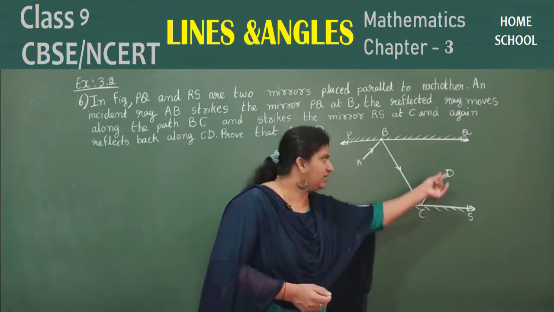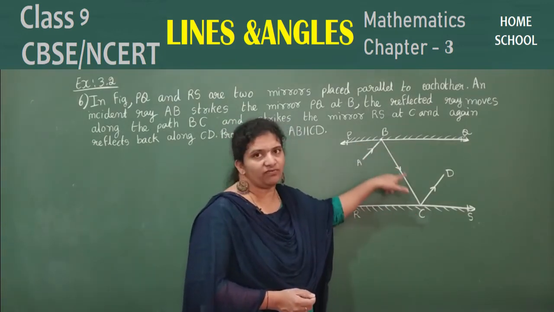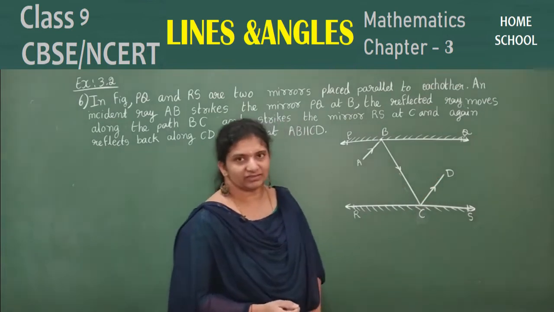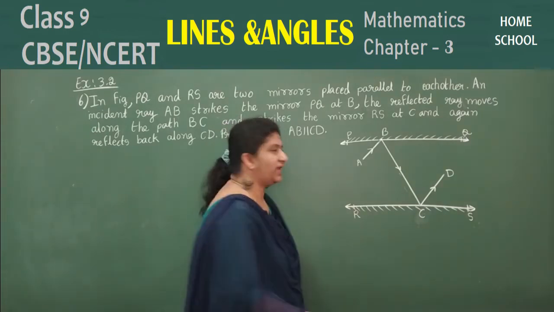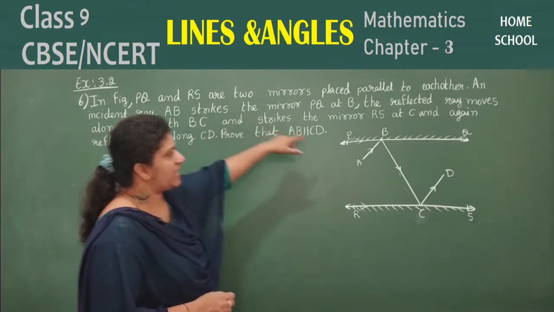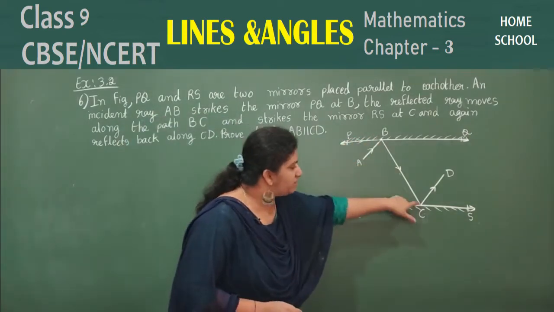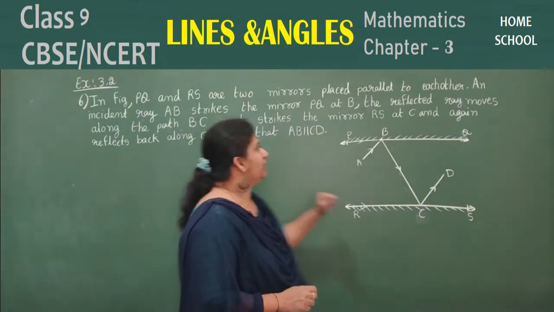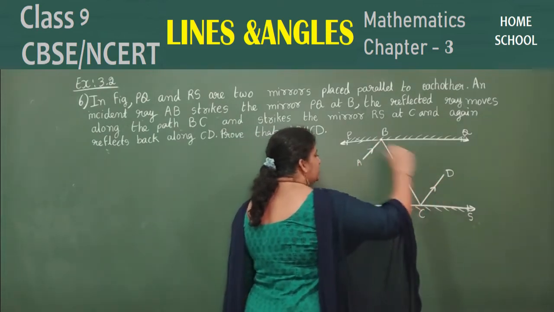This incident ray reflects and again falls on another mirror which is placed parallel to PQ. Then here again it reflects. This reflected ray is incident on the other mirror, and from here again reflection occurs. So understand the figure carefully. PQ and RS are two mirrors which are placed parallelly. Okay, so next line. Incident ray AB strikes the mirror PQ at B. The reflected ray moves along the path BC and strikes the mirror RS at C. And again reflects back along CD. Prove that AB parallel to CD.